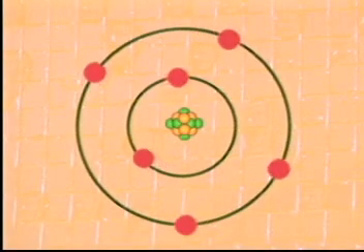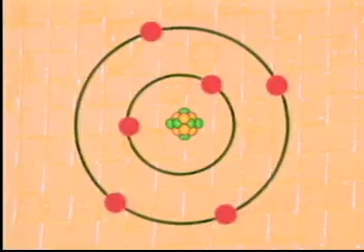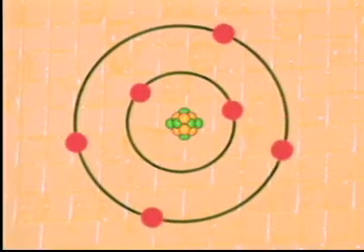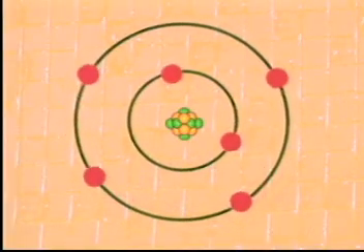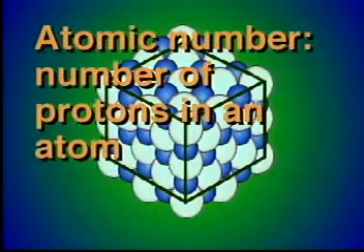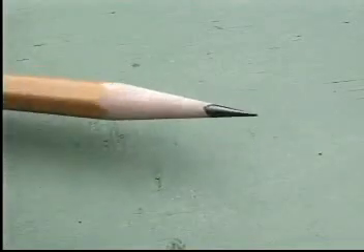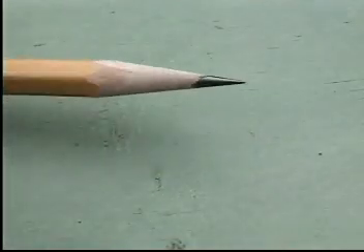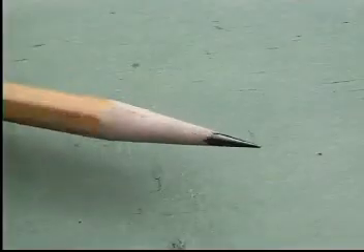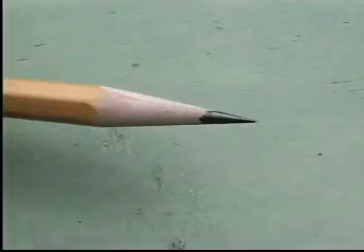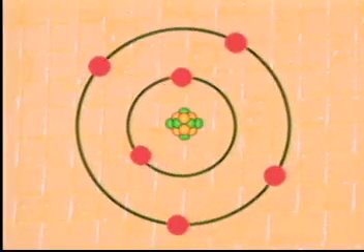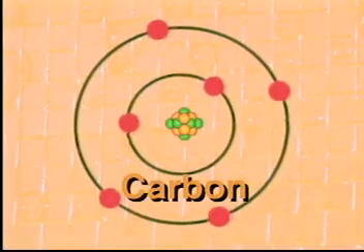While all atoms have a nucleus, what is it that makes them different? The answer lies in their number of protons. The atomic number is the number of protons in an atom. For example, the element carbon, which is what makes up the graphite in this pencil, has an atomic number of 6. It has 6 protons. All atoms of carbon have the same atomic number of 6.